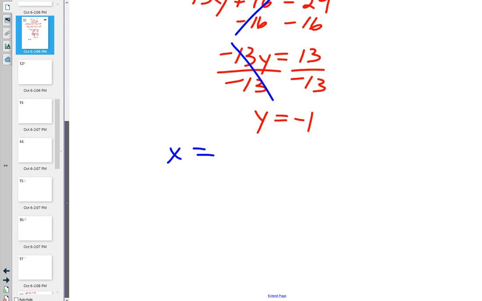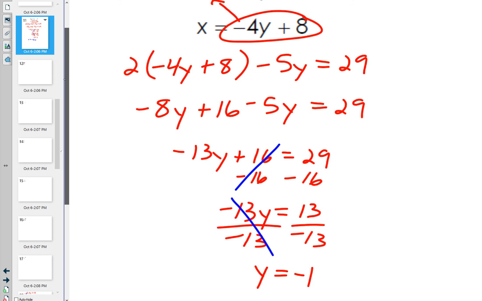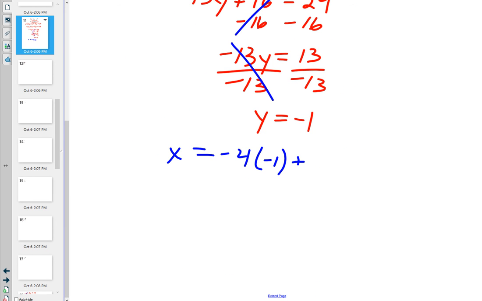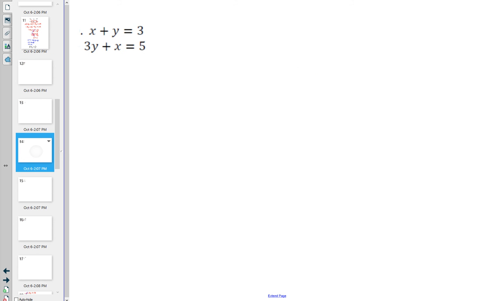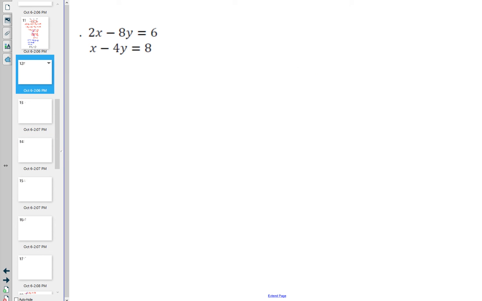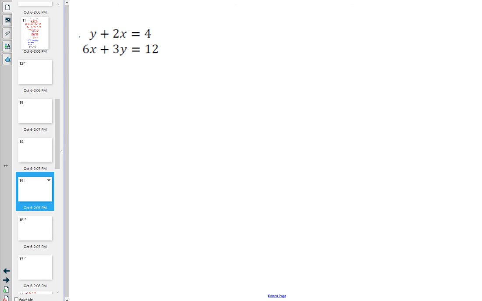negative 4y, but y is negative 1, so negative 4 times negative 1 plus 8. So x is equal to 4 plus 8. X is equal to 12. So we got one solution. The x goes first. That's 12. So maybe get 2 more done before the bell. This one here, do this one.